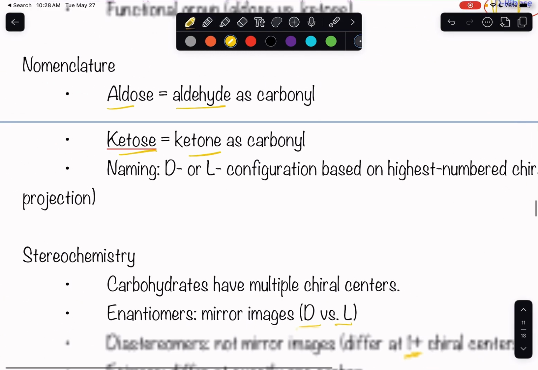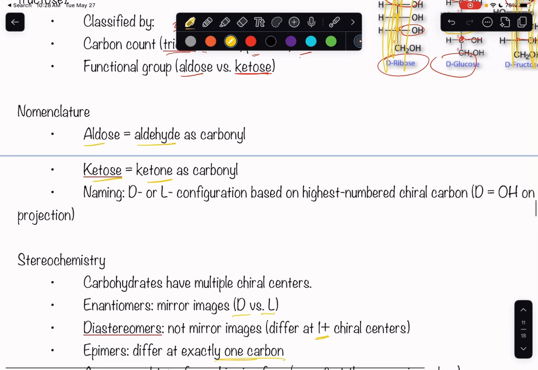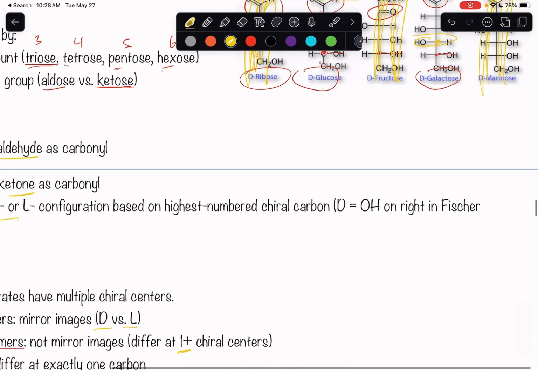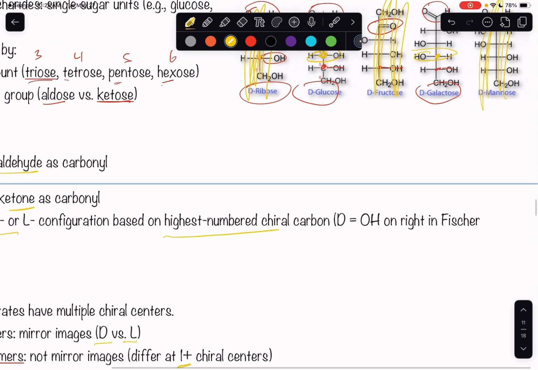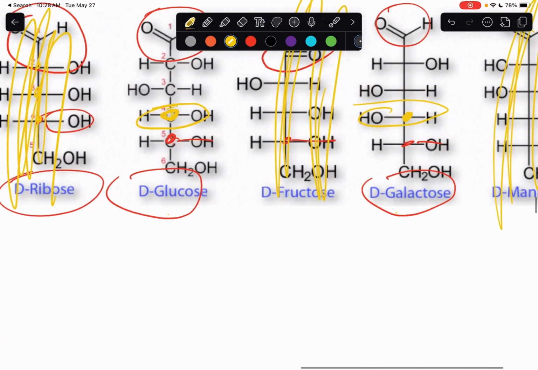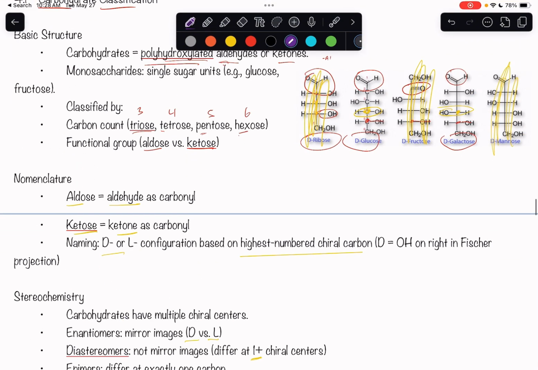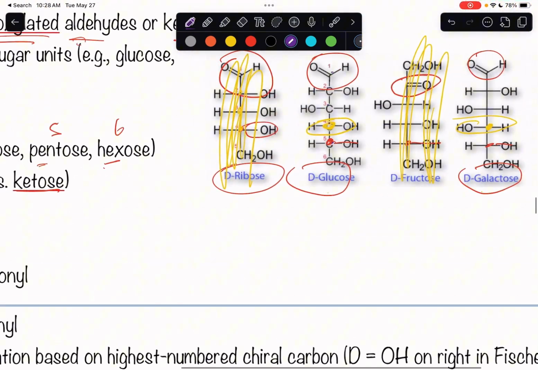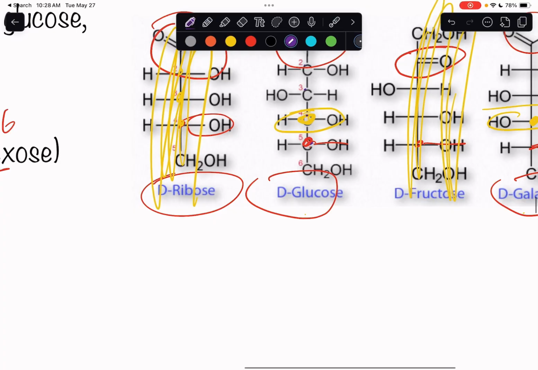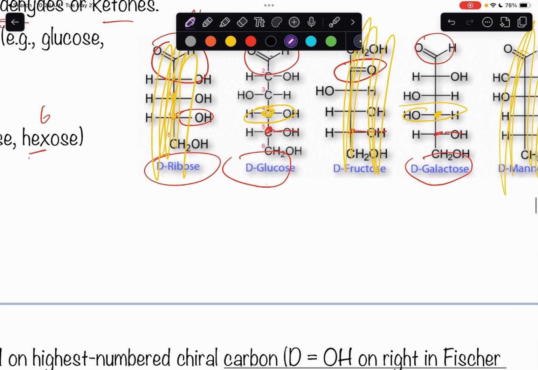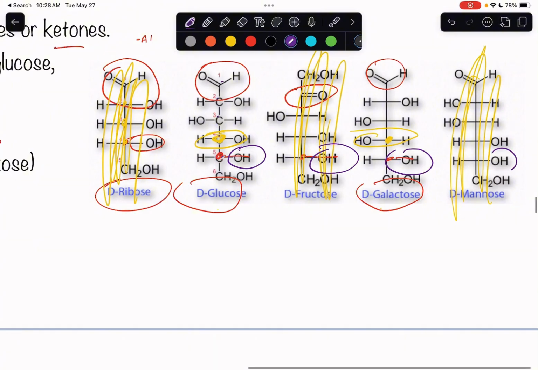Next, we're going to go on to D and L. So we're talking about the highest numbered chiral carbon. So the highest numbered chiral carbon is always going to be this one, carbon 5, obviously, because 1, 2, 3, 4, 5. And what tells it if it's D or L is dependent on where the OH on carbon 5 is. So all of these are D sugars because, as we see, the OH is all on the right.